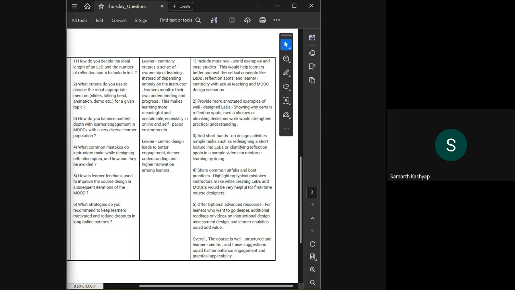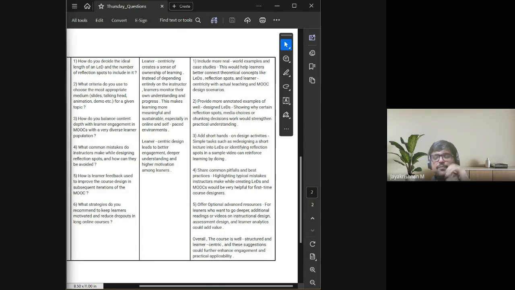The fourth one is share common pitfalls and best practices, highlighting typical mistakes instructors make while creating LEDs and MOOCs. This would be very helpful for first-time course designers. Over here, that is why a peer group already exists. I clearly sense where the questions are coming from, as in they would want to design and implement a MOOC immediately. The fortunate thing is you have a wide variety of peers supporting you over here. One recommendation is please engage in the discussion forum, participate more, and get feedback from learners. That would be my first reaction.